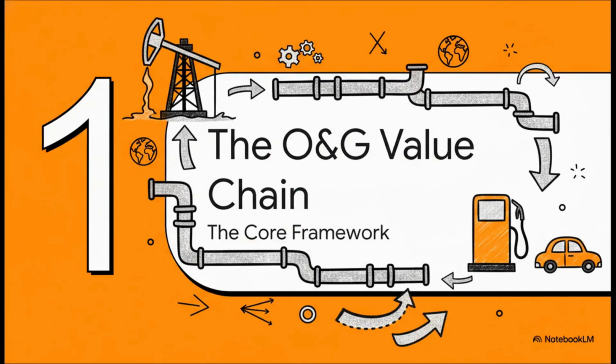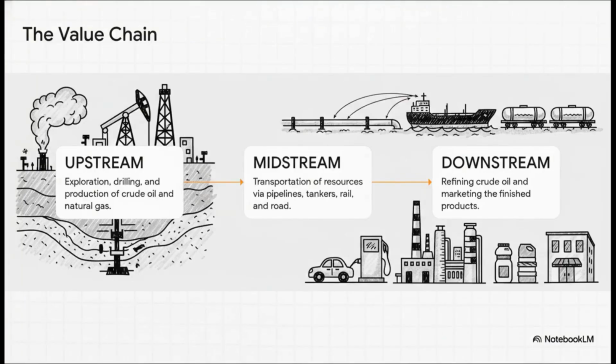Okay, so to make sense of all this, you need a framework. And for oil and gas, your most powerful tool is the value chain. It's a really simple model that helps you break this incredibly complex industry down into 3 clear stages. For any kind of business analysis, this is absolutely essential. It all starts with upstream. This is all about getting the raw stuff out of the ground. We're talking exploration, drilling the wells, and producing that crude oil and natural gas.